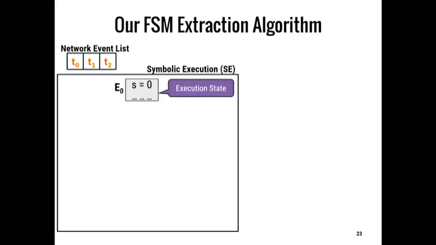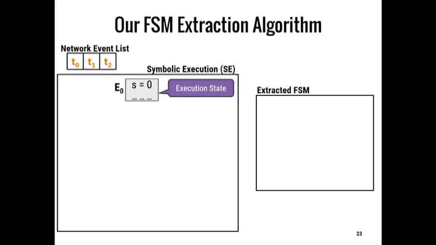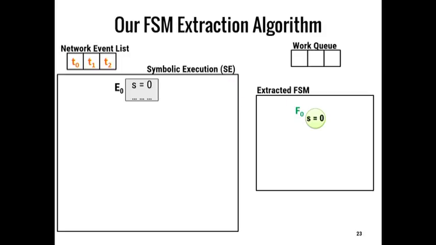Now, in this example, we will consider that variable S defines the protocol FSM state variable. So now we can extract the FSM state from this program execution state, and what we get is F0, where S is equal to 0. If you notice, this F0 contains only the information of variable S. So we call them FSM states just for clarity. We also maintain a queue where we store the execution states that need to be explored further for our analysis. Since we haven't explored E0 yet, we'll just keep it in the queue and start executing from there.